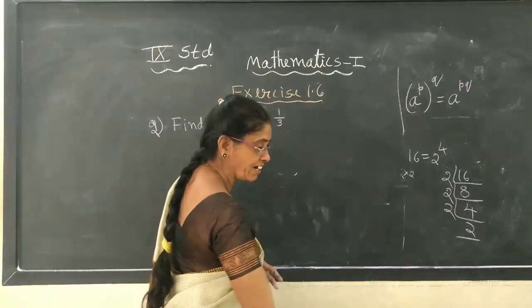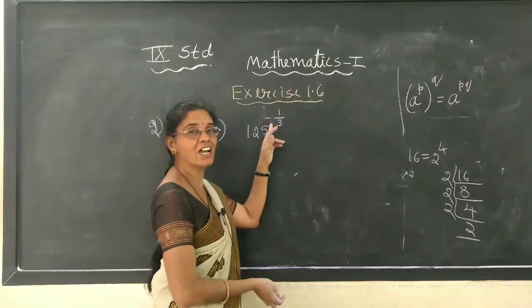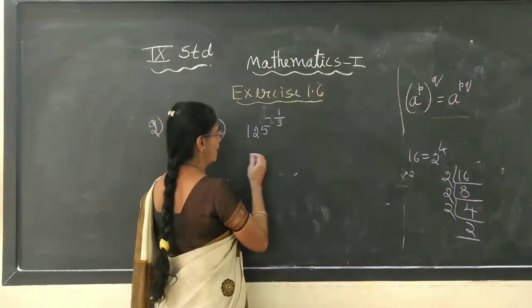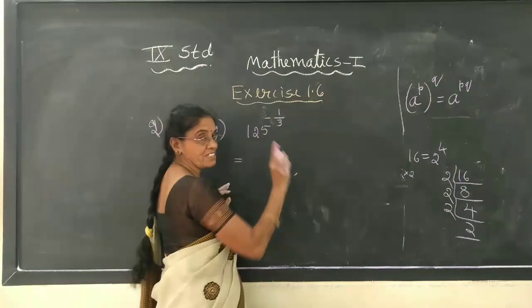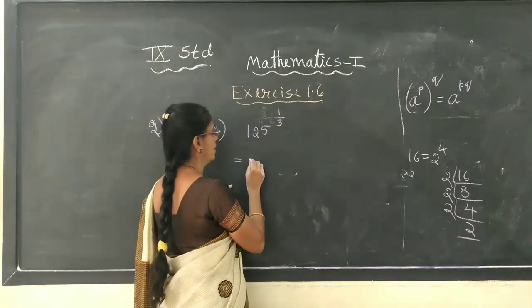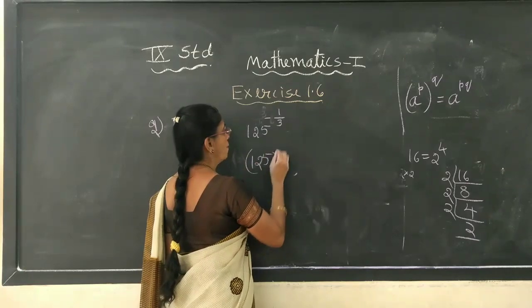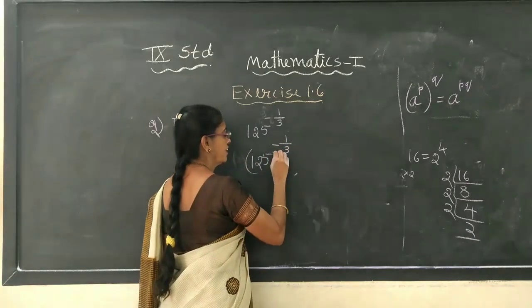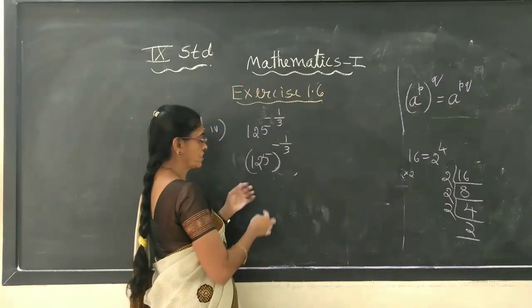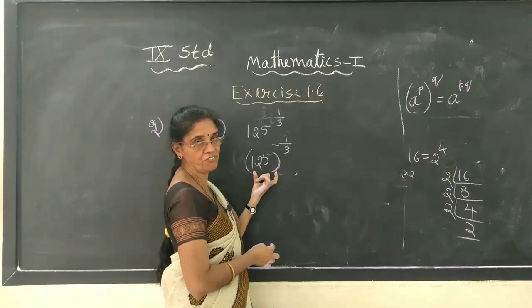Now don't get afraid. How to do this one? I will explain. Use the same method. Keep the minus as it is. Do the same method like we did. 125 to the power of minus 1 by 3. Right? I use the bracket because I will change this into exponential form.